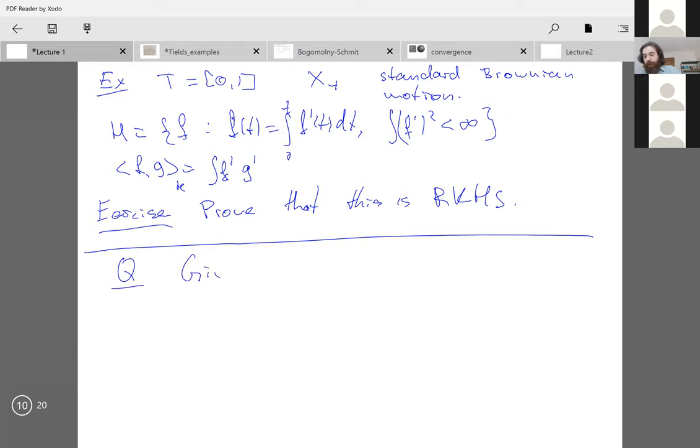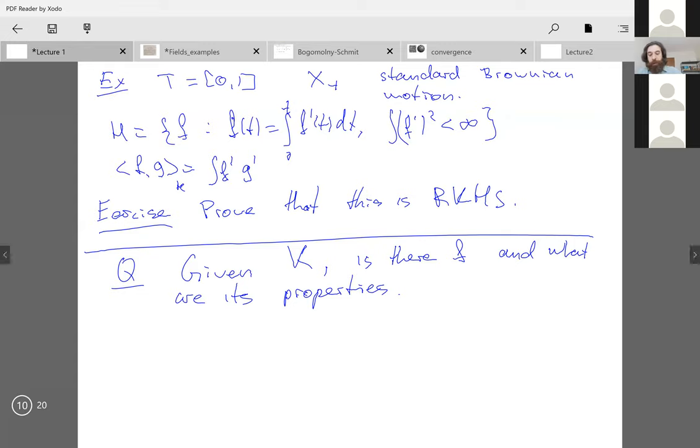So given K, what can, well, first of all, if given K, is there even a field like that? And if there is, what can we say about its properties? So is there F, and what are its properties? And the same about H.